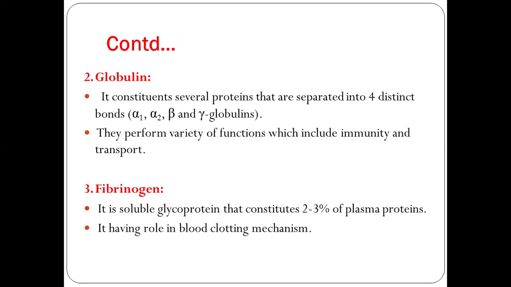Coming to the globulin, it constitutes several proteins that are separated into four distinct bands, that is the alpha 1, alpha 2, beta, and gamma globulins. They perform a variety of functions, which include immunity and transport. Whereas fibrinogen is a soluble glycoprotein that constitutes only 2 to 3% of plasma proteins, whereas albumin is almost 36 to 37%. It has a role in the blood clotting mechanism.